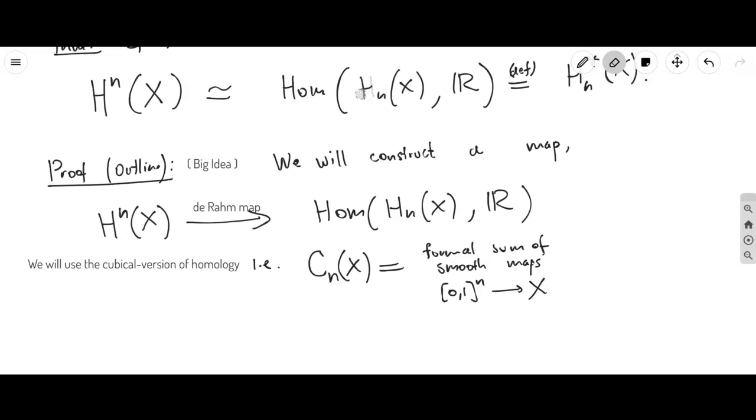Usually, when we deal with homology, we use the n-dimensional simplex, not the n-dimensional cube. But as you will see, we're going to be doing some integrating. This is actually what makes the proof quite interesting. The proof relies on integration.